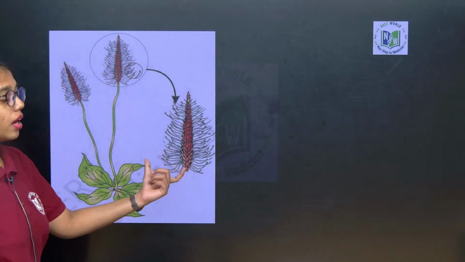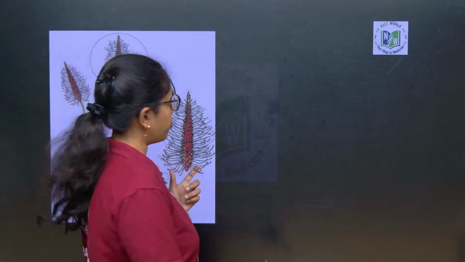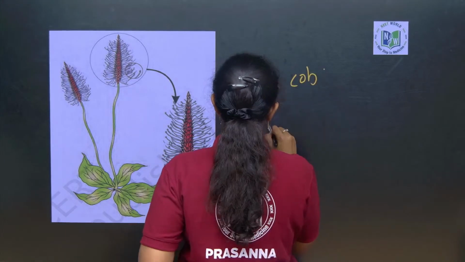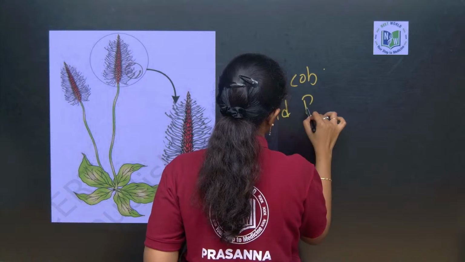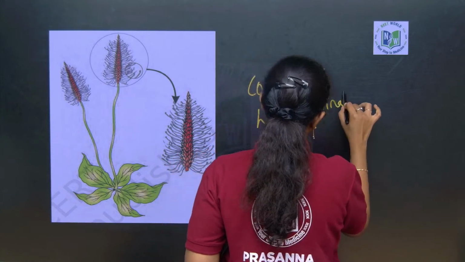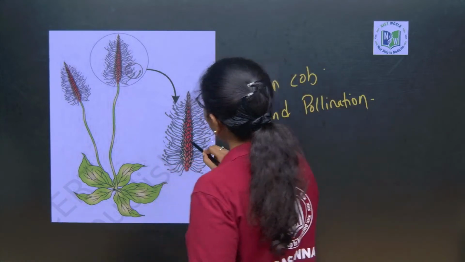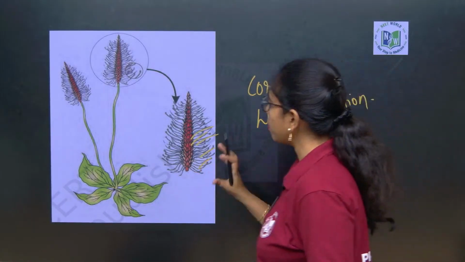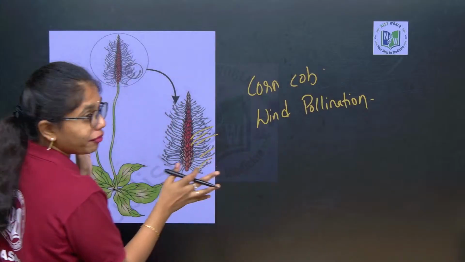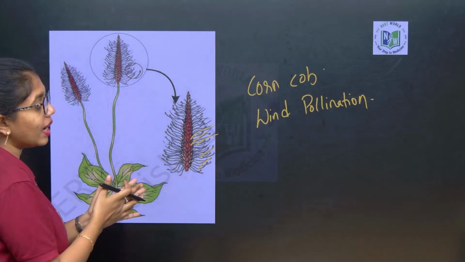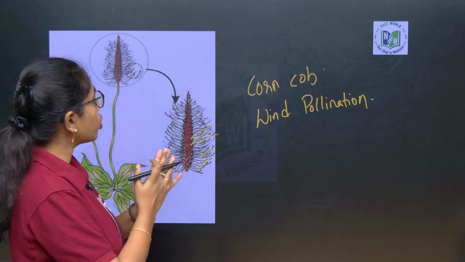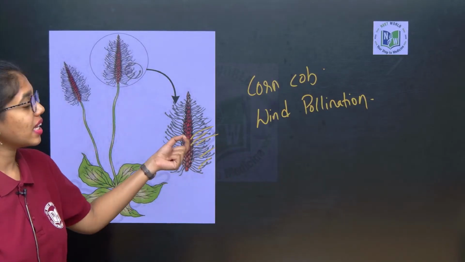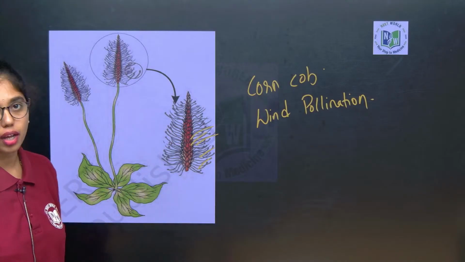This is a plant like corn cob, which is mediating wind pollination, wherein this elaborate feather like stigma or stamens is open to the wind. They are exposed to the atmosphere, and through this the lightweight pollen grains which are non-sticky can easily land on the stigma.